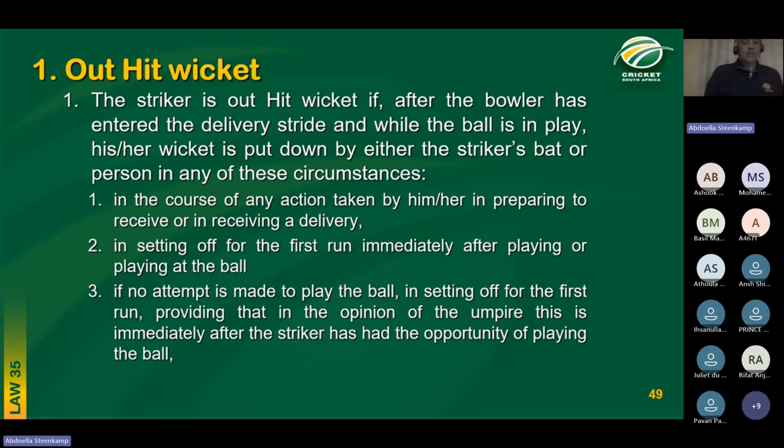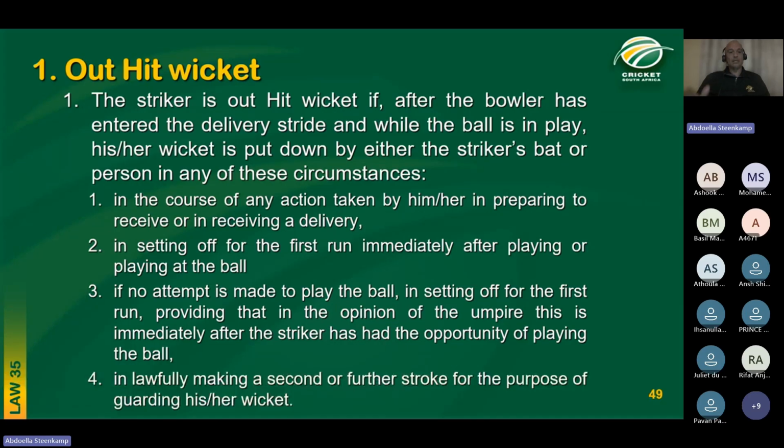Point 3, similarly to point 2, the difference is that in point 2 the striker plays the shot. In point 3, the striker made no attempt to play at the ball and then set off for that first run, but it still needs to be immediate in setting off for that first run. If it's not immediate, if there is a pause in any way, and then the striker puts the wicket down, you want to go not out, hit wicket.